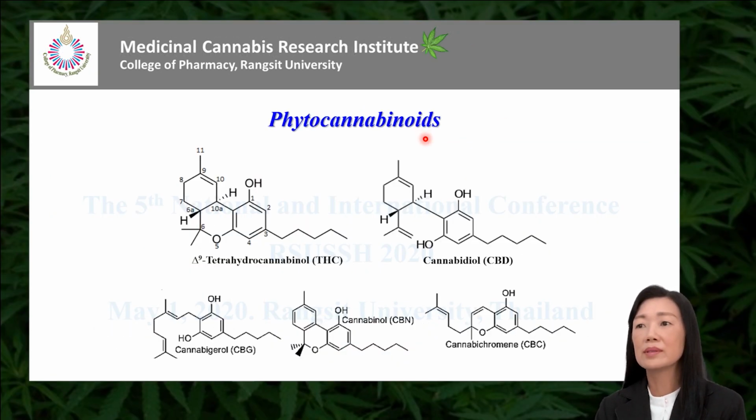For phytocannabinoids, THC and CBD are the most intensively studied cannabinoids in cannabis. THC is the principal psychoactive component and displays a number of biological activities including analgesic, anti-emetic, and cytotoxic activities. CBD is a major non-psychotropic constituent, and shows analgesic, anti-inflammatory, anxiolytic, and anticonvulsant activity. Then there are minor phytocannabinoids such as CBG, CBN, and CBC.